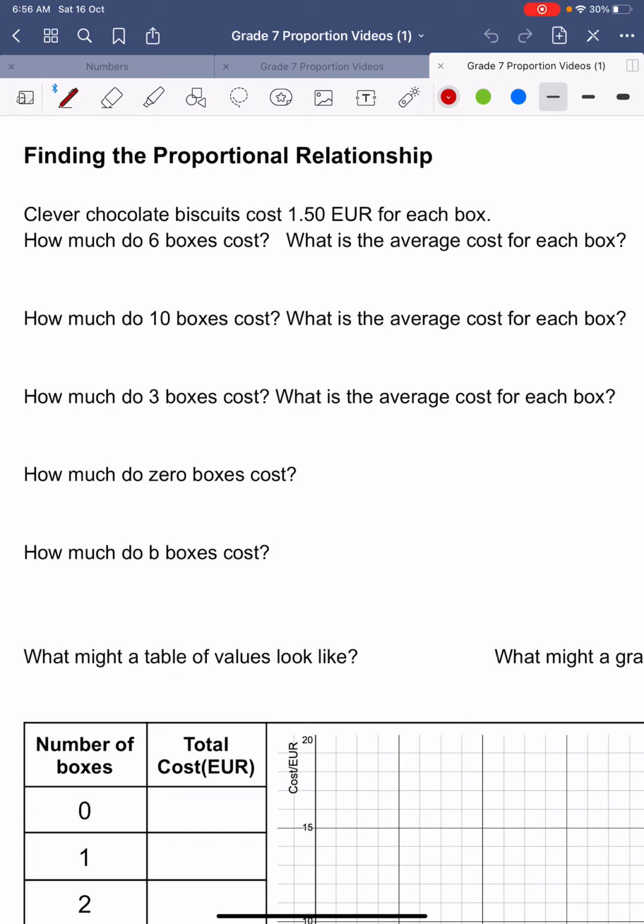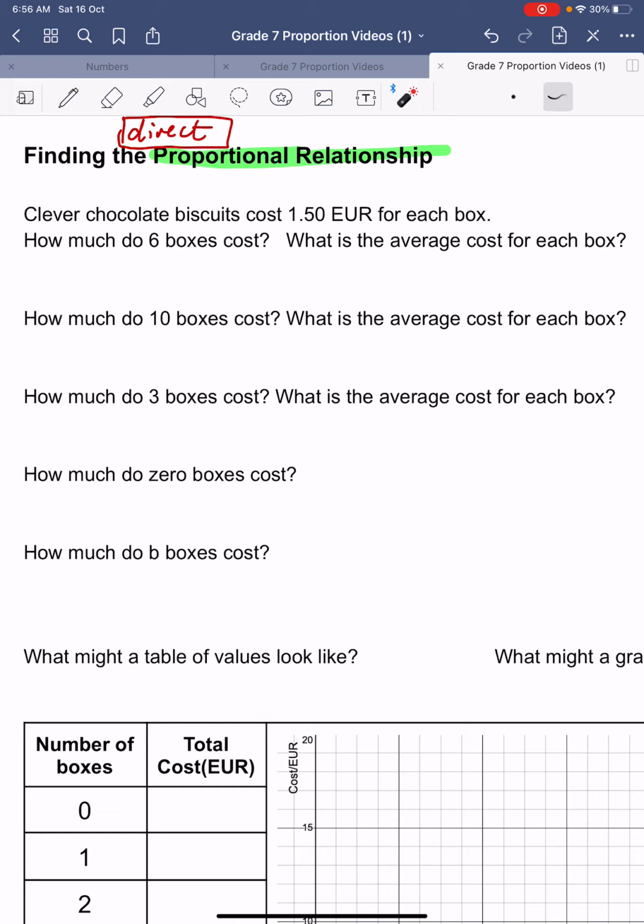Okay, so here's a video on proportional relationships, and the language used here is pretty important. We've got this idea of proportional relationship, and what we're actually going to look at now is direct proportion. Okay, so let's have a look at this question.